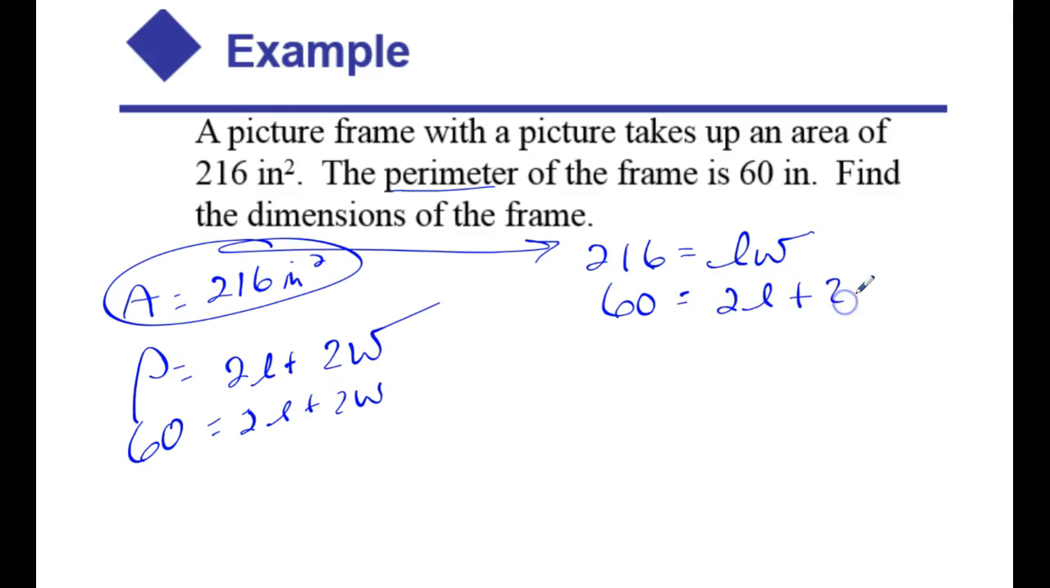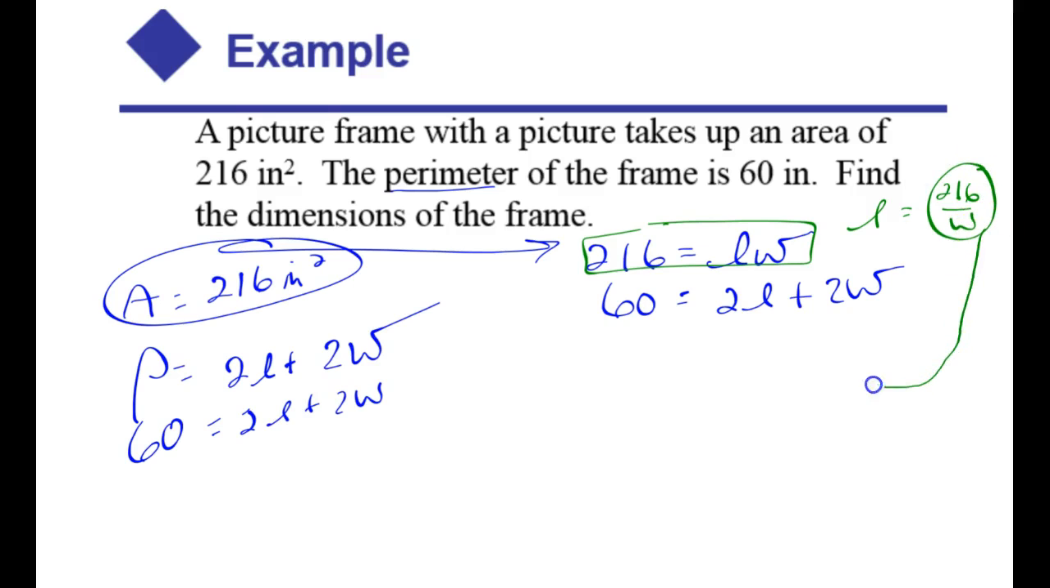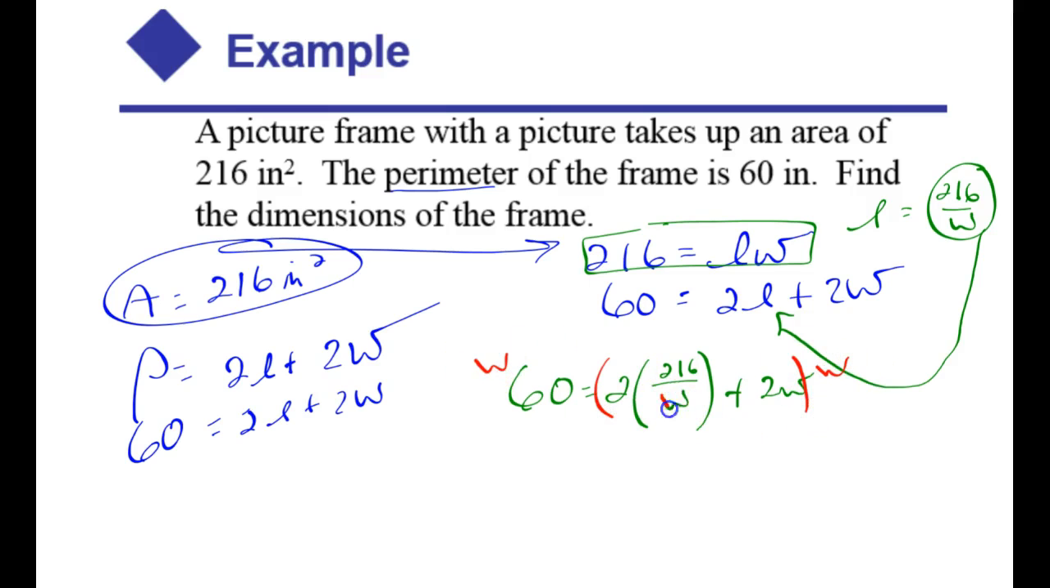Twice the L plus twice the width. So just like the last problem, I think I could take the top, L or W, doesn't matter. I'll take the top equation, solve it for L, and get 216 divided by W, and plug that in right down here. So 60 is equal to twice 216 divided by W plus 2W. I'm going to choose to multiply both sides by W again because I just don't like this W in the denominator, and that will wipe it out after I distribute.